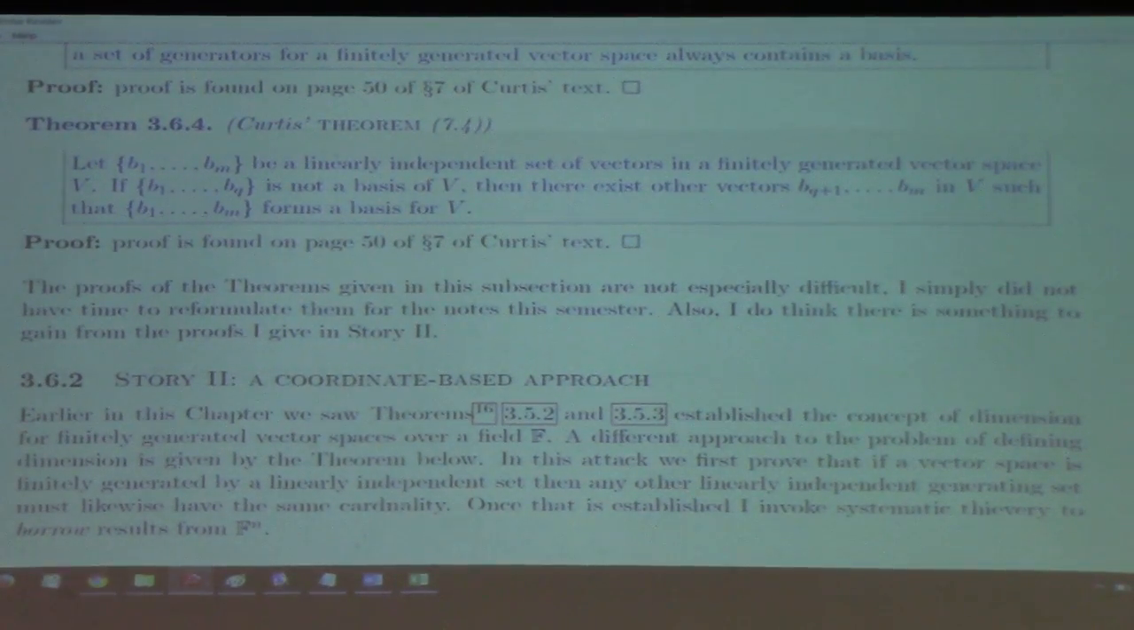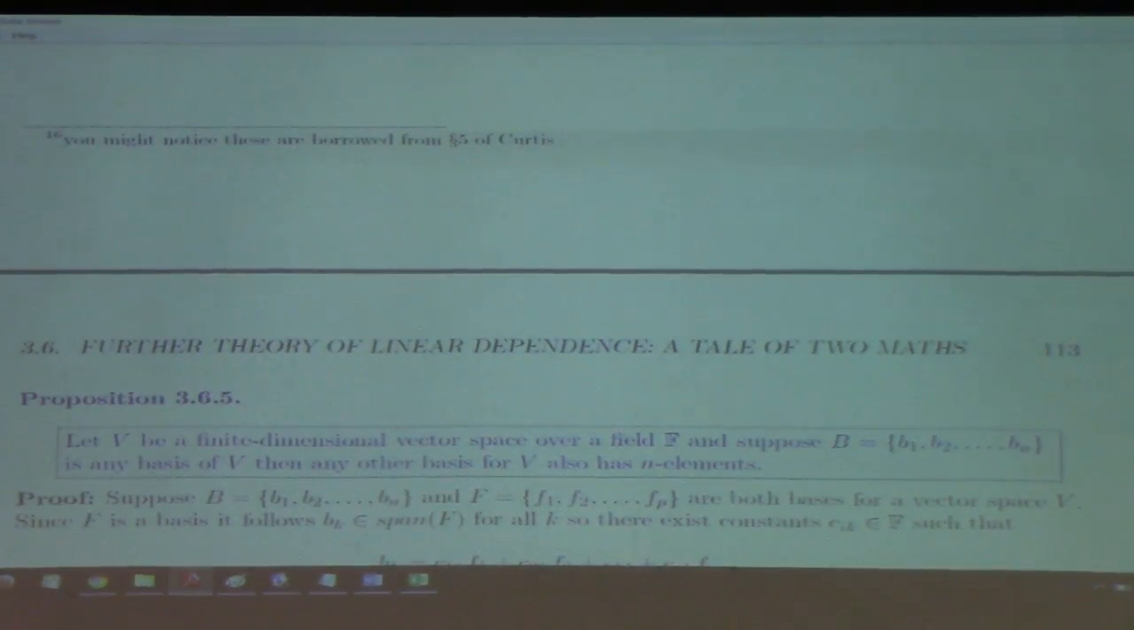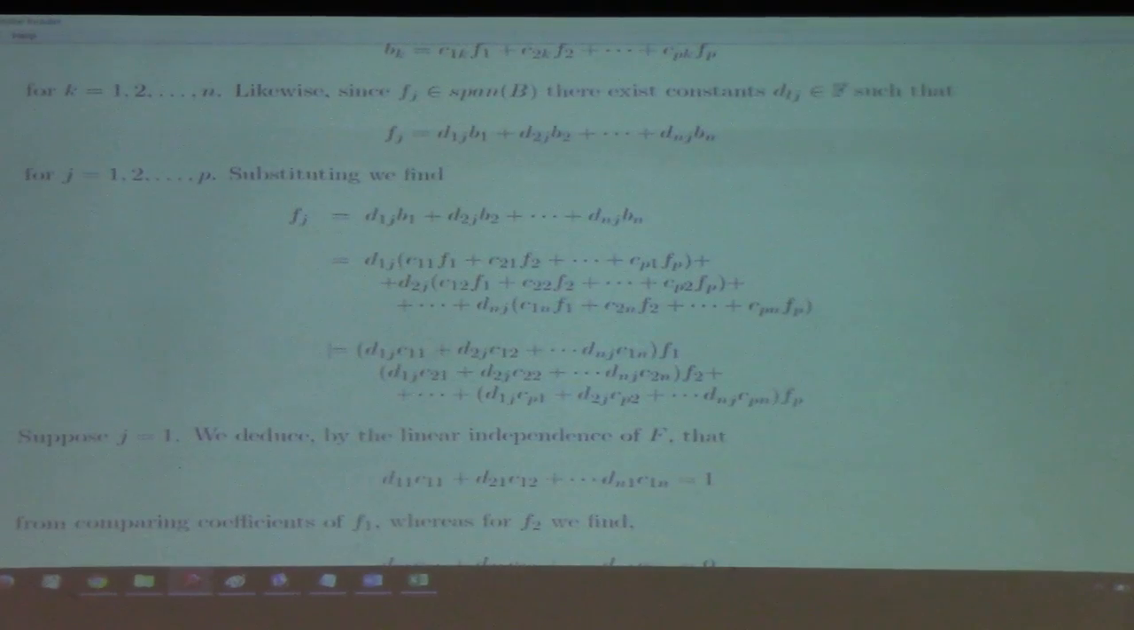And then Curtis's final theorem: if you have a linearly independent set of vectors that's not a basis, then you can keep adjoining vectors to that set until it becomes a basis. So if it's not a generating set yet, you can just keep adding things outside the span until you get a basis. The way I proved this previously was based on this argument here.